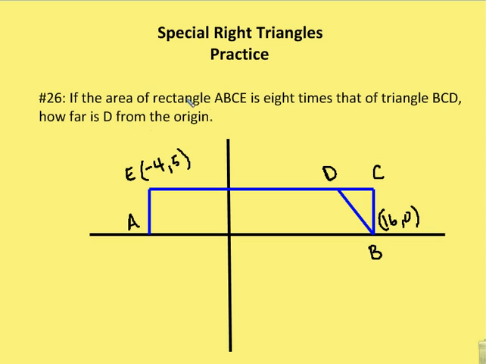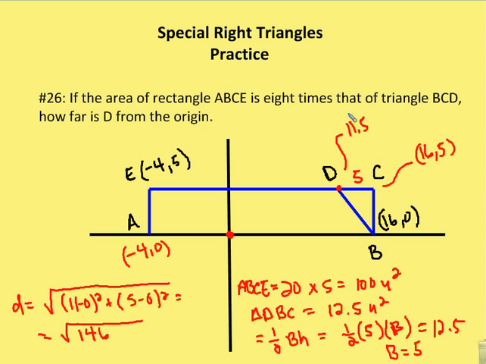Okay, moving on. If the area of a rectangle ABCE is 8 times that of triangle BCD, so the area of this entire rectangle is 8 times BCD, how far is D from the origin? Well, we have to figure out where D is. We know that I have a rectangle here, so there is no difference in the x value between E and A. So the x coordinate stays the same, and the y coordinate is going to move to 0 because I'm along the x-axis. Same here for C. Now I'm moving up 5 units on the y-axis, but my x value stays the same.